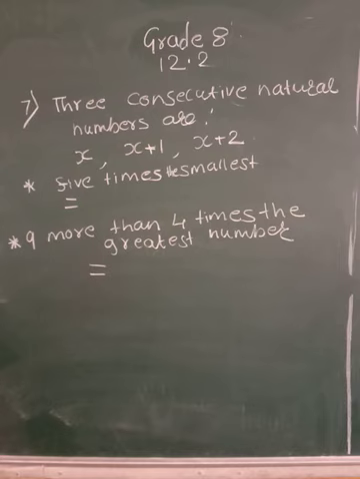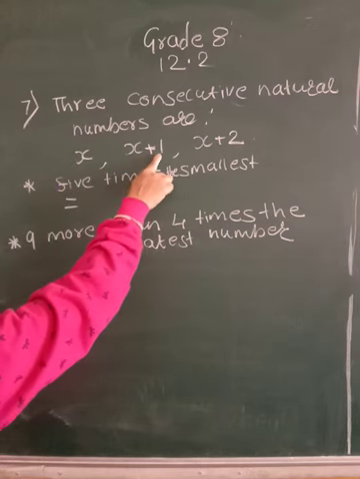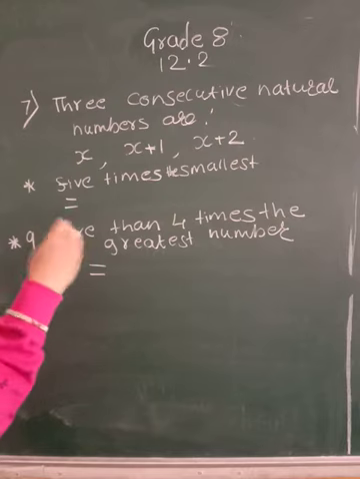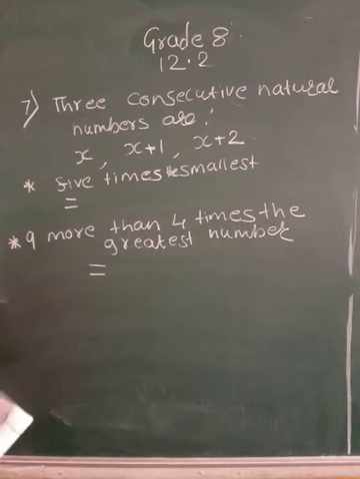Now see, 7th question. Of the 3 consecutive natural numbers, consecutive means which are coming one after the other, alright. So first number is x, second will be x plus 1, third will be x plus 2. This we have seen yesterday only, alright. So x, x plus 1 and x plus 2, these are the 3 consecutive natural numbers.